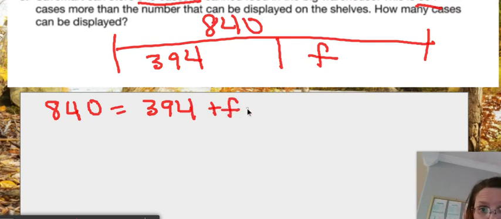Now I've got to isolate my variable. So my three questions. What is my variable? My variable is F. What are they doing to F? They're adding 394. How do I do the opposite? I subtract 394 from both sides.